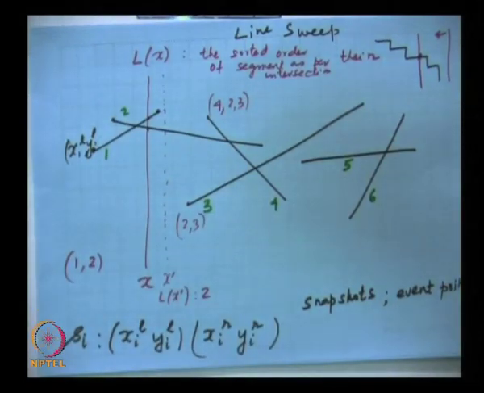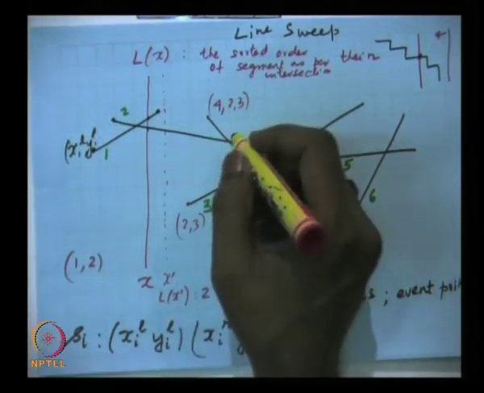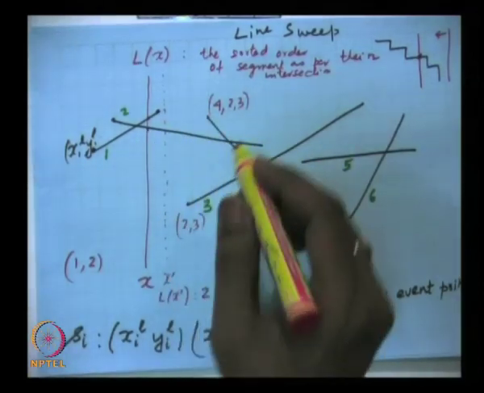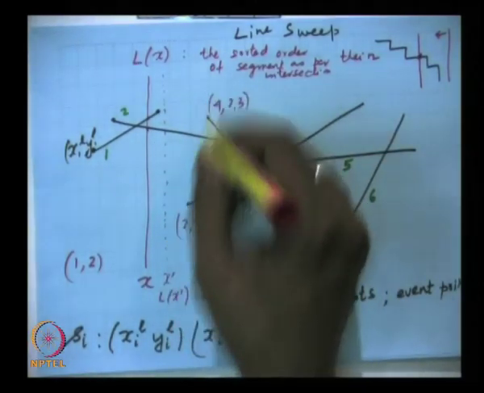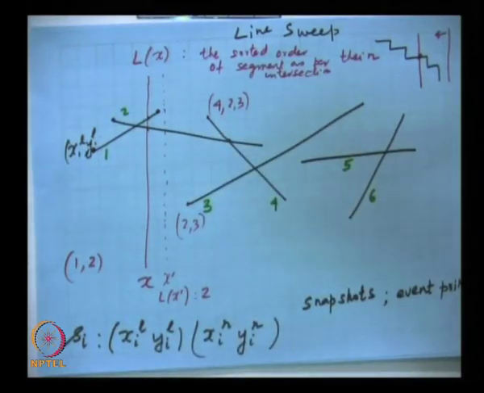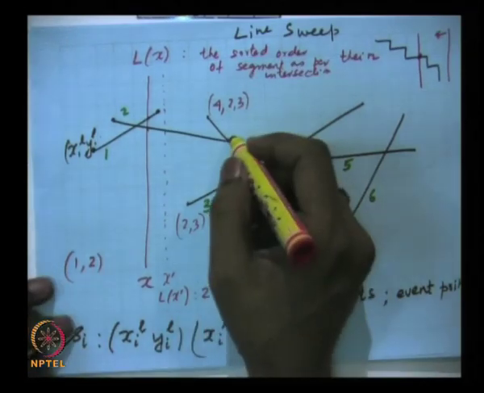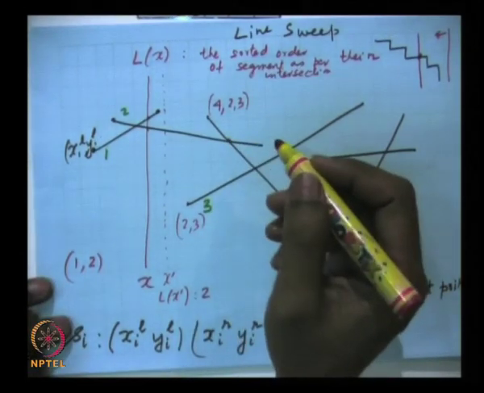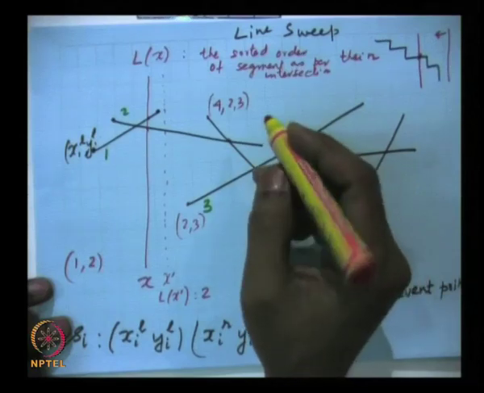So, that is how the ordering is changing. Till now, the ordering was changing, and we were only considering the endpoints, but then again the ordering is going to change here, at the intersection point. So, the moment we cross the intersection point, the ordering is going to change.